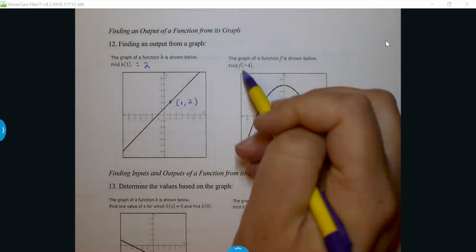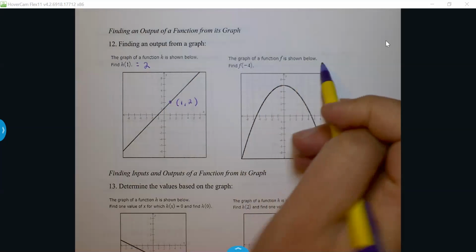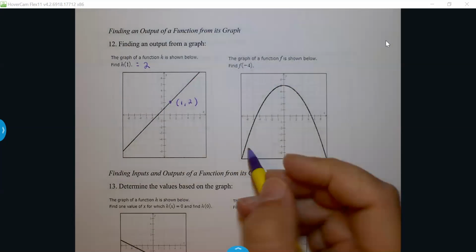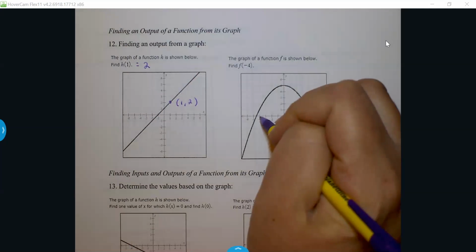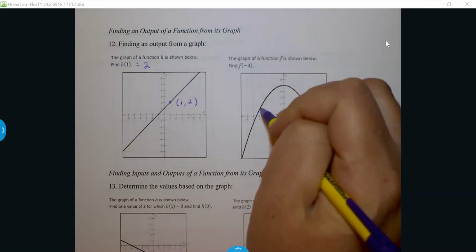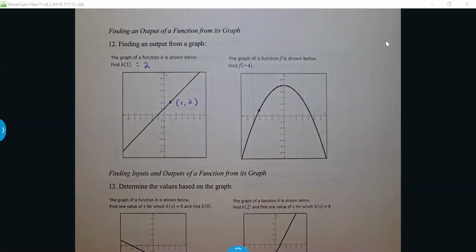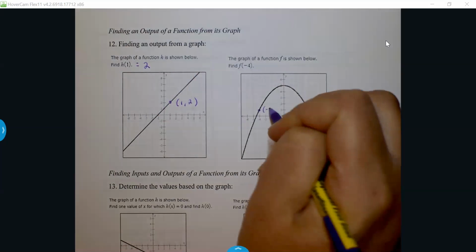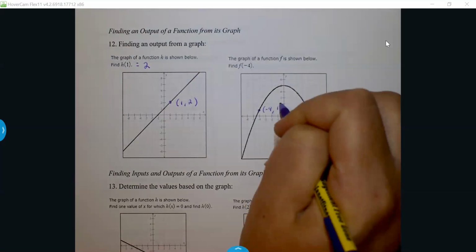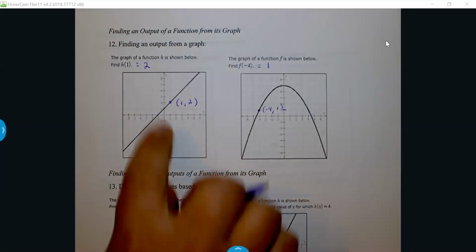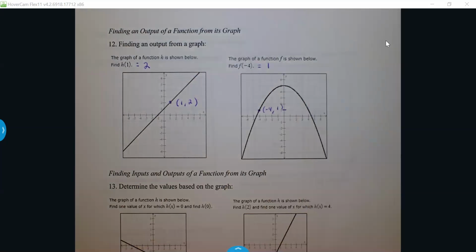Same thing over here. The graph of the function f is shown below. Find f of -4. So we go to -4 on our x-axis. We find the point on the graph that lines up with it, and this is the point (-4, 1). So it outputs to +1. So f of -4 is 1.